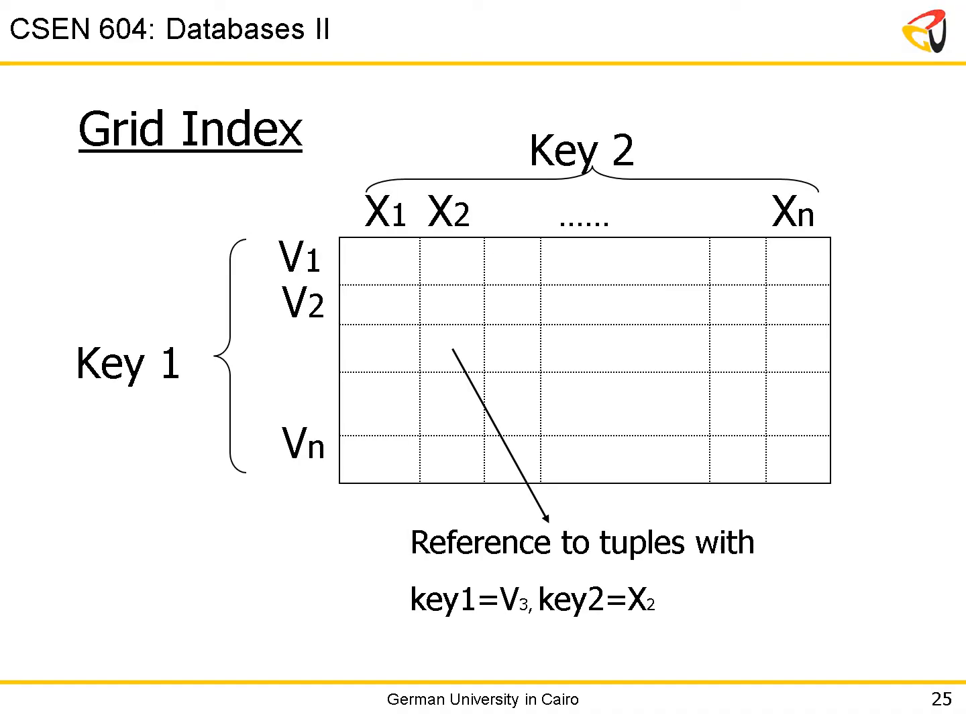Let's move on to the next data structure that is used to create multi-dimensional indices. This is called a grid index. Okay? Now, the idea is quite simple. In fact, if I tell you to innovate and come up with your own multi-dimensional index, this is most likely what you will come up with.